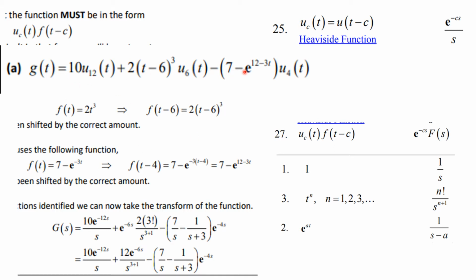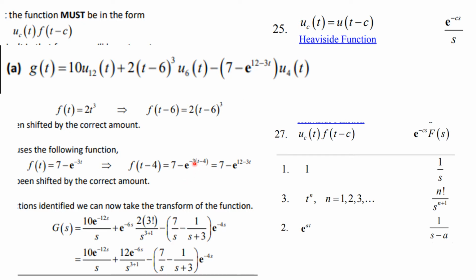So here was the problem that we had, and you see this first function that we have here, the f of t is going to be 2t cubed. But you see it shifted very nicely already, so that's not a problem because here's a shift of 6. And here, this function, the f of t, is going to be 7 minus e to the minus 3t. So when you shift it, you get exactly what we have. So this is kind of a nice problem in that respect, and you think about it this way.